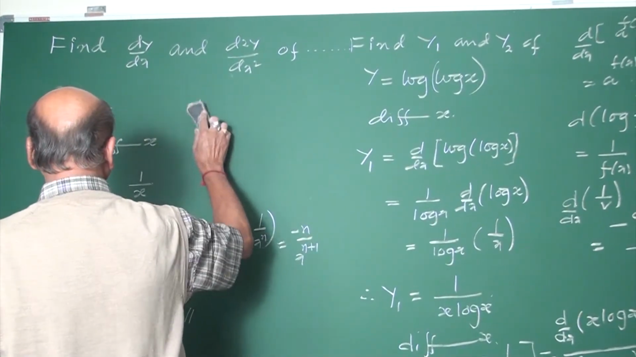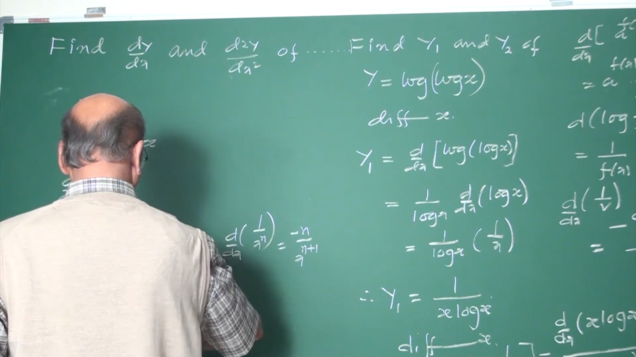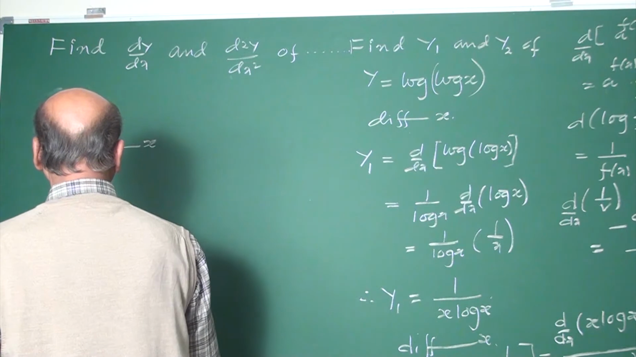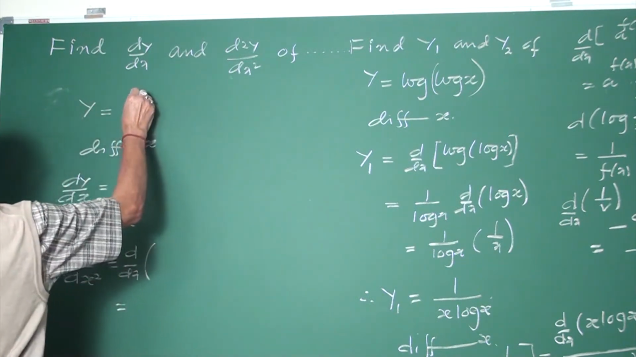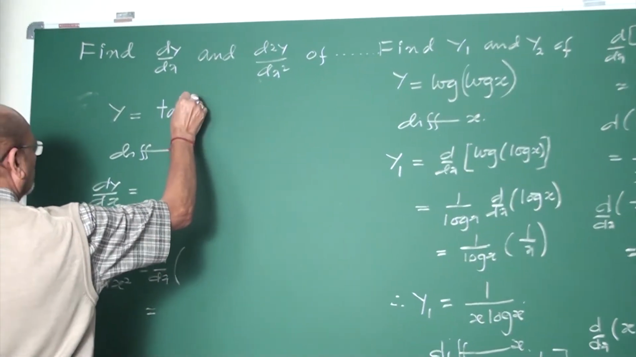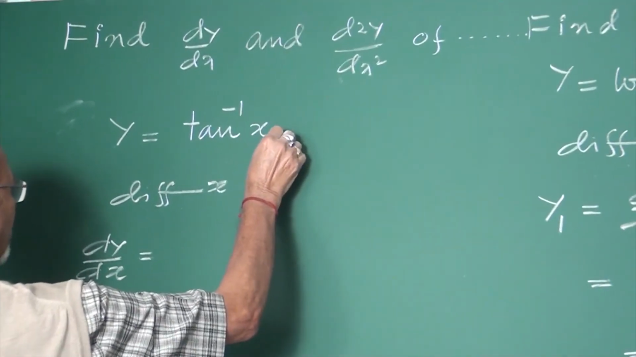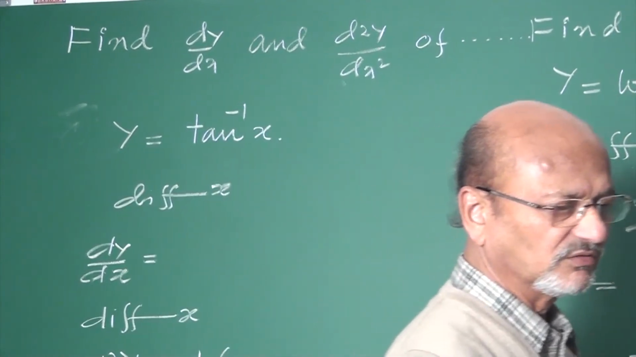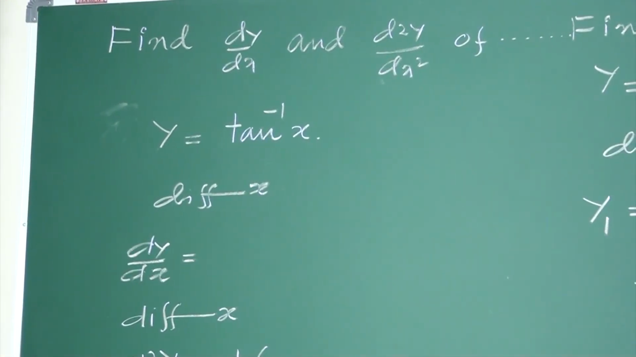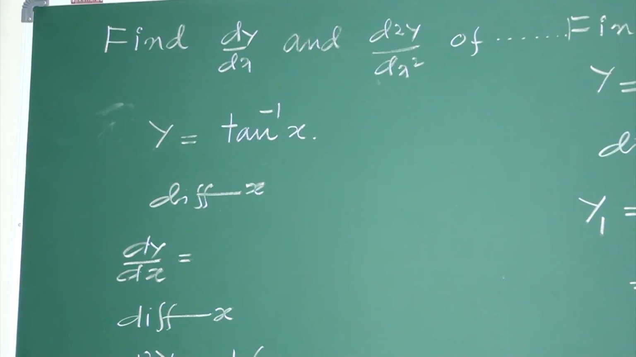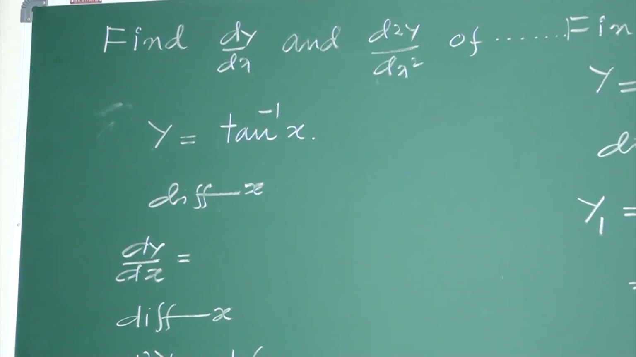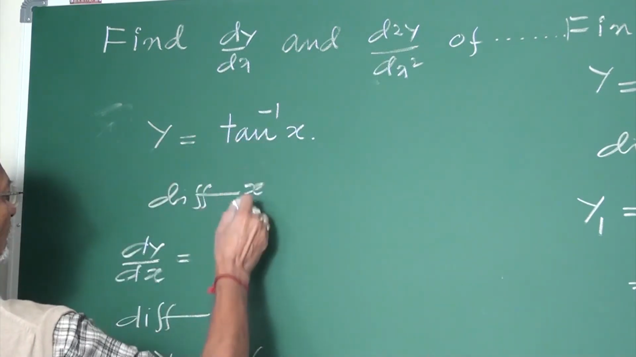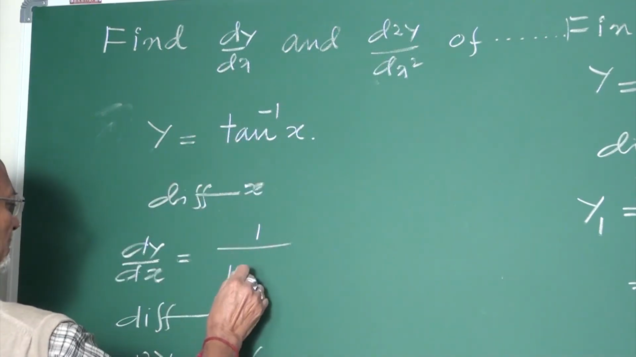y equal to tan inverse x. This is an inverse function. Tell, my friend: y equal to tan inverse x. Differentiate with respect to x. The derivative of tan inverse x is 1 by 1 plus x square.